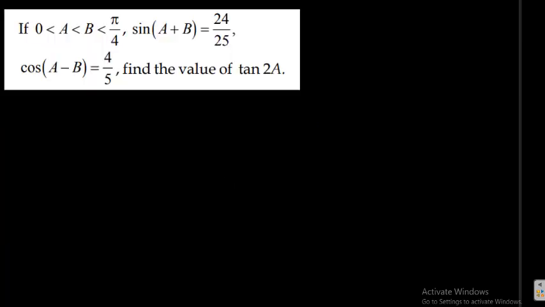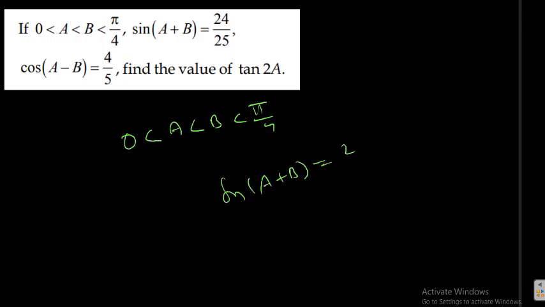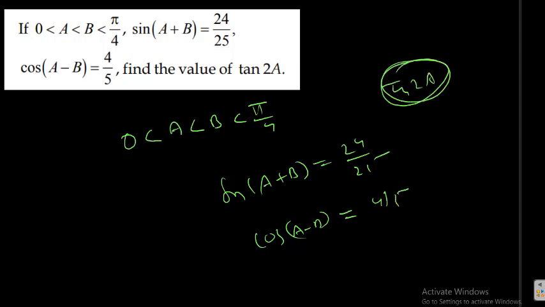Another important question, students. 0 less than A less than B less than pi by 4 and sin of A plus B equal to 24 by 25 and cos of A minus B equal to 4 by 5 given. We want to find tan 2A value. Interesting problem, important model, very important.